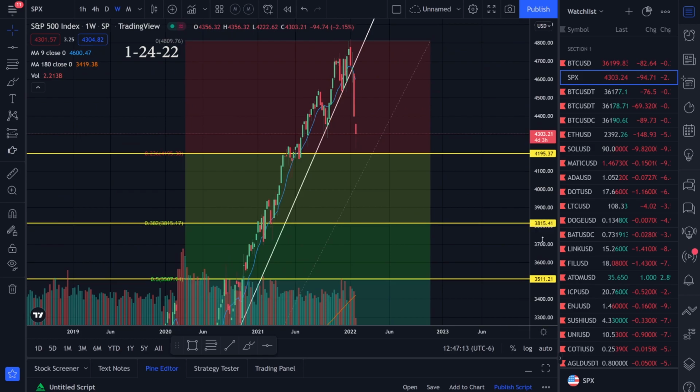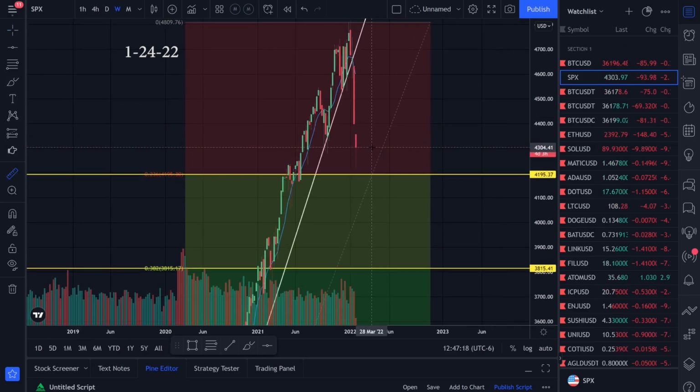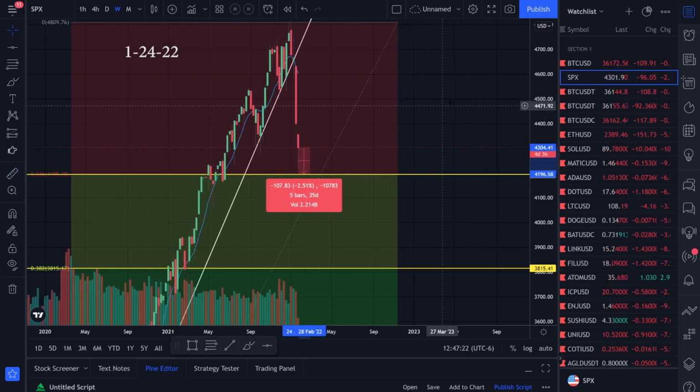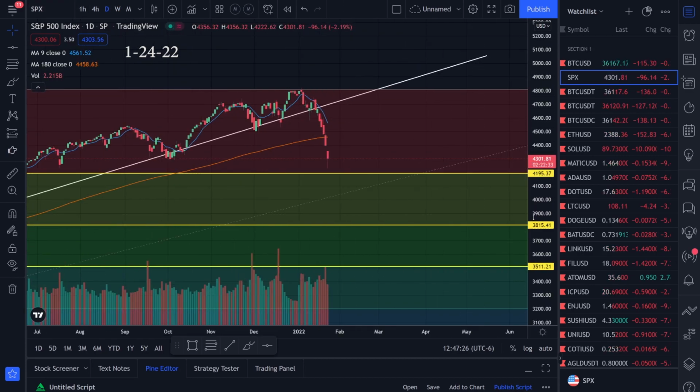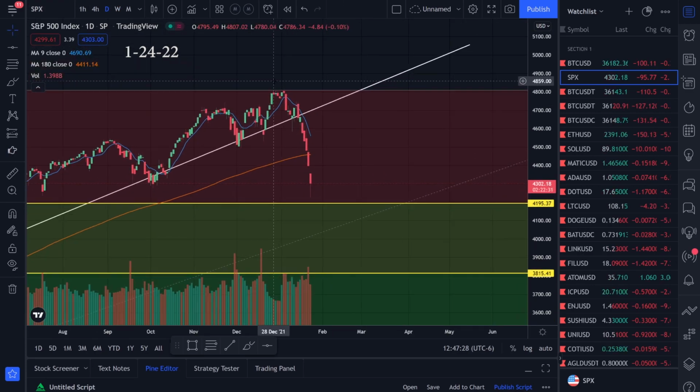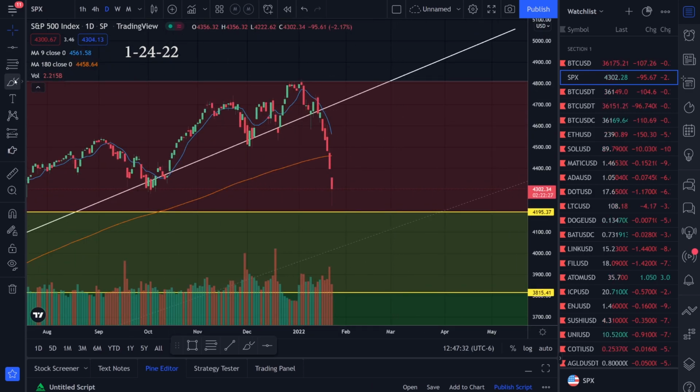So I guess the next level we'd probably be looking at is around 4,195, and if we do a ruler from where we're at right now down to this level, it looks like about 2%. In general, if we're watching some resistance, now we're switching to the daily time frame. We were on the weekly time frame for what we were just watching, but we're on the daily right now. We have resistance.